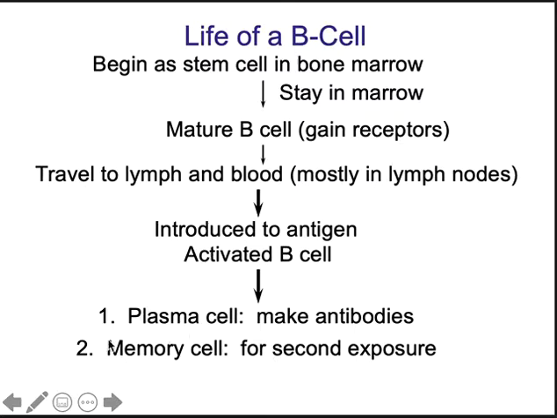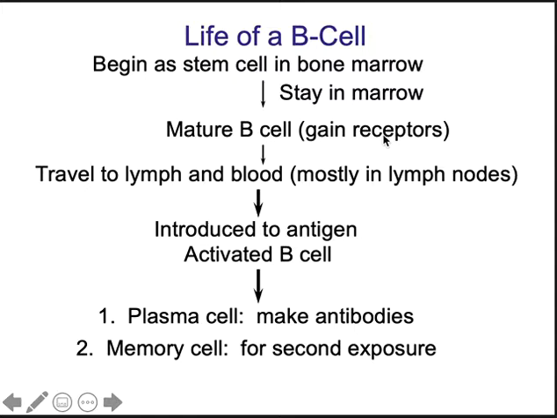So that's the idea and how vaccines actually work. Okay, so one more time. B cells begin as a stem cell in the bone marrow. They stay in the bone marrow, and you're going to have, let's say, millions of unique B cells. They're unique because they each have their own unique receptor, and the idea there is in case you come in contact with an antigen that matches it.